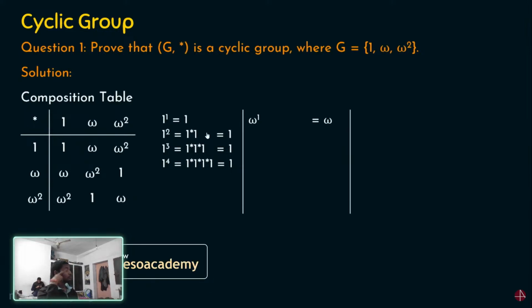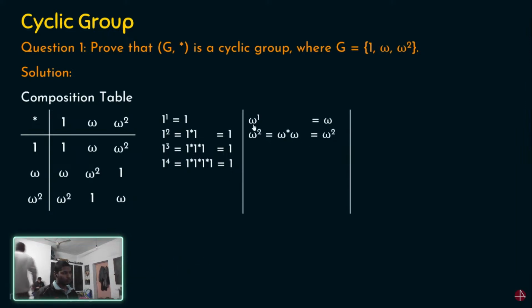Omega power 1 is obviously omega. Just refer to this table. Omega power 1 means it's omega into 1, right? So omega into 1 is what? Omega. Now let's deal with the second value, omega square. We know what omega square is. It's omega power 1 into omega power 1. So just see the operation I'm carrying out: omega power 1, omega power 2, and then omega power 3. Omega power 3 is equal to omega square into omega. What's the value? It's 1, right?